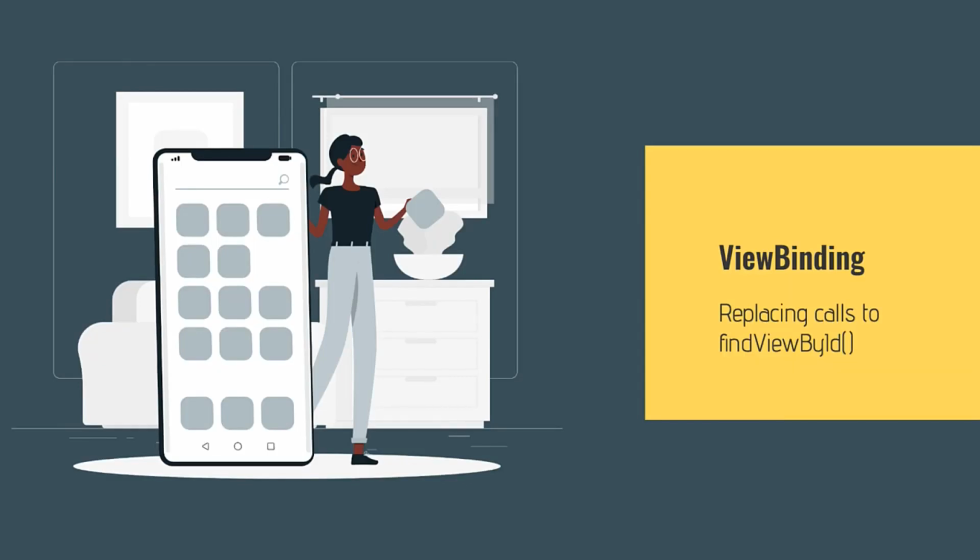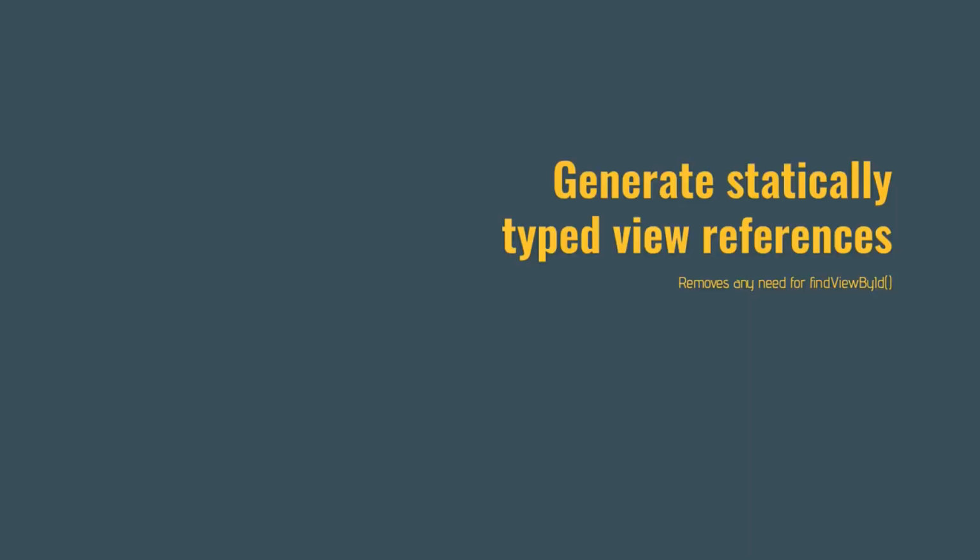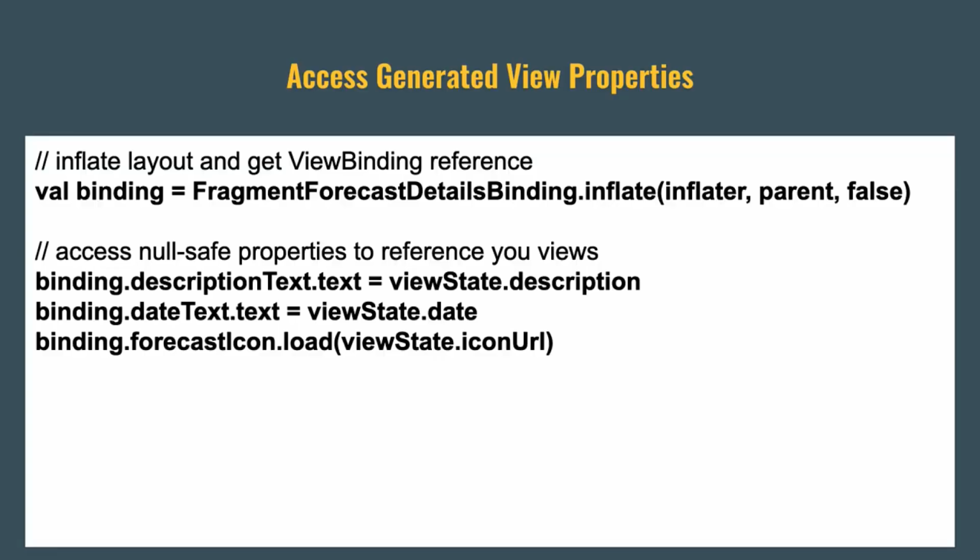So let's jump into view binding. What exactly is view binding? View binding is a new feature within Android, really becoming popular in the past year. Effectively, it's a compiler option that will generate statically typed view references for us. And this essentially removes any need to call findViewById.